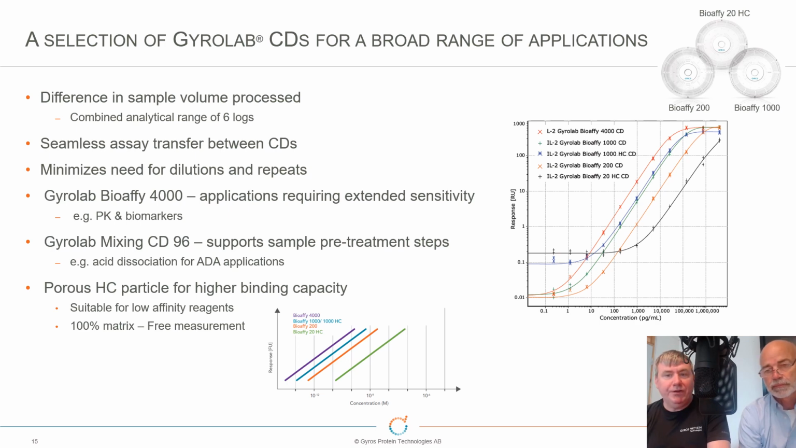I'm a big advocate for the high capacity beads as well. Having done a lot of work trying to develop free assays where we need to use 100% matrix, that works very well on the high capacity CDs in particular. With the 4000 HC, 1000 HC, and the 20 HC, you can take the same assay in 100% matrix and get a completely different analytical range in neat matrix. And it's good for low affinity reagents as well, where you need a higher binding capacity. But it doesn't necessarily mean higher sensitivity, which sometimes surprises me, because it's different reaction kinetics going on on the CD.